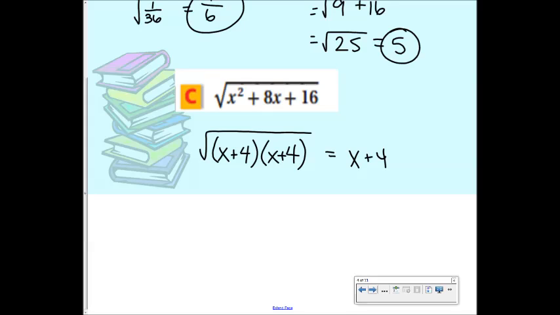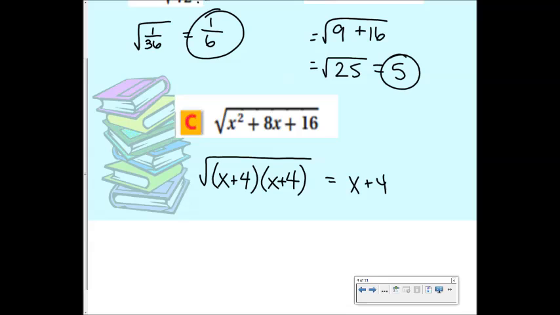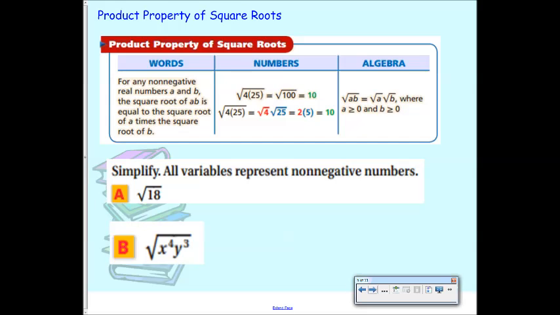Because you're asking yourself, what times what gives me this? Well, this times itself gives me this, so the square root is x plus 4. Good. All right, we're not going to see many like that. Okay. So the last little piece before you do a bit of practice. No, actually, I think you're ready.